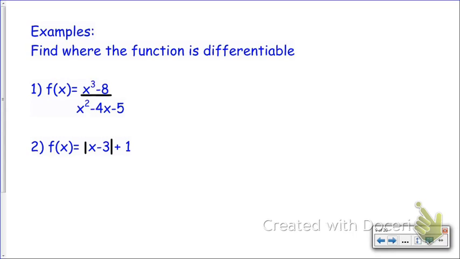Example, find where the function is differentiable. So let's find out where the function does not. We'll start with the easier one, which is the absolute value function. If we can figure out where the corner is on the absolute value of x minus 3 plus 1, think about how this graph is moved. This graph would be shifted 3 units to the right and 1 unit up. So where our new vertex, which will be at 3, 1, or at x equals 3, is where the function does not have a derivative. So we can say it's differentiable, or it does have a derivative, everywhere except at x equals 3.